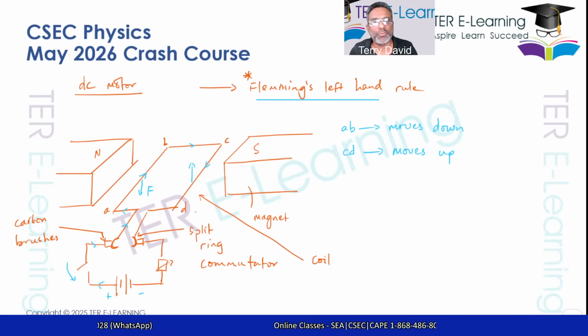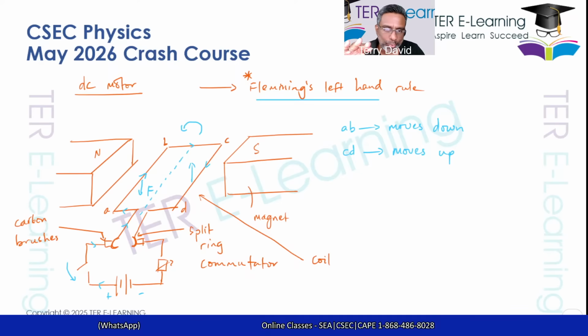So if you have these two forces acting in opposite directions, what is going to happen is that the entire coil is going to start to rotate in that direction. CSEC can ask you to predict the direction of the rotation. So this coil here is rotating anti-clockwise, and it's rotating about this axis here. You can draw a dashed line here to represent an axis.